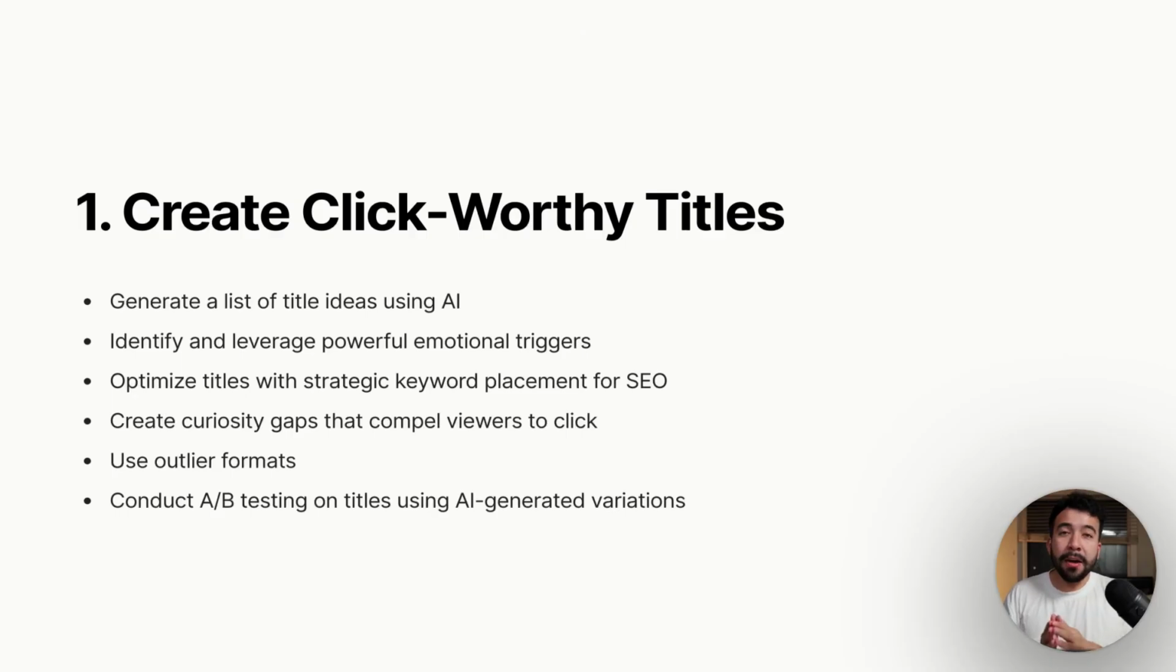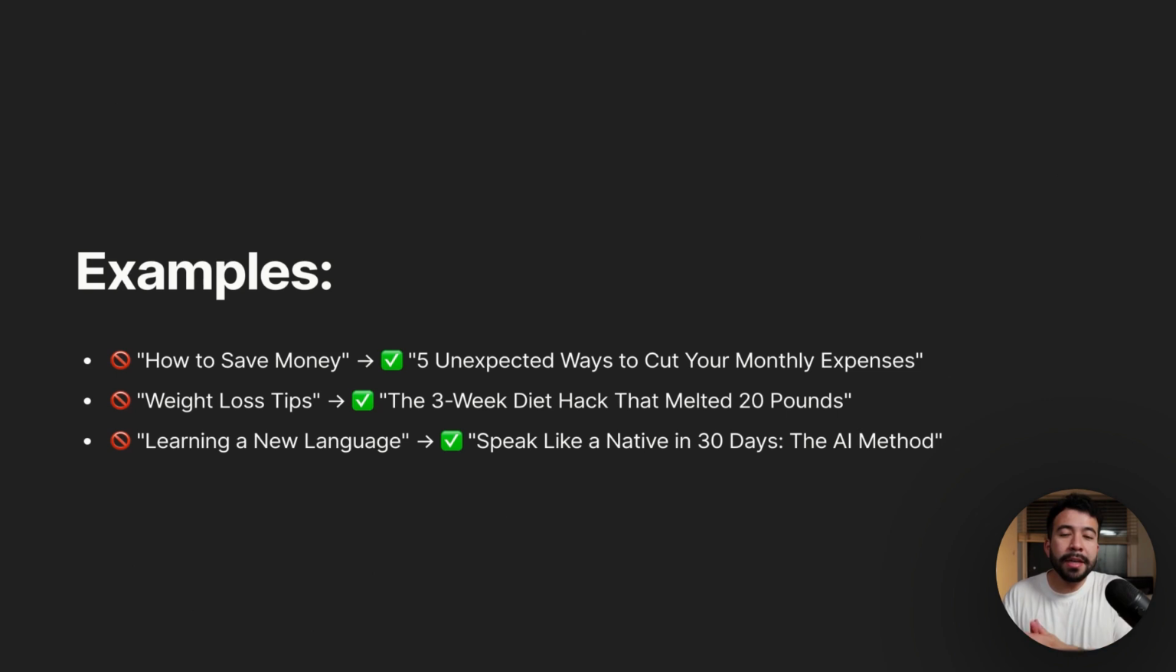Okay, so now that we know how to use the outlier method, we can now go ahead and create some viral click-worthy titles. And based off of all the information I explained, we can still continue to generate a list of ideas using AI. You always want to identify and leverage powerful emotional triggers in your titles. You can also use curiosity that compels your audience to click. Again, you can also leverage the outlier formats, and you can easily conduct A/B testing on YouTube. But let's go and look at some examples here.